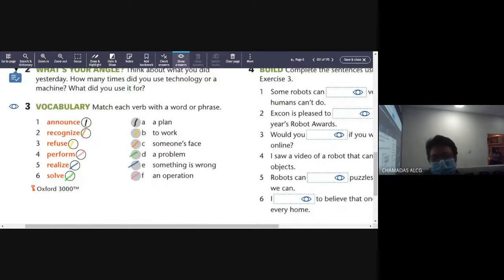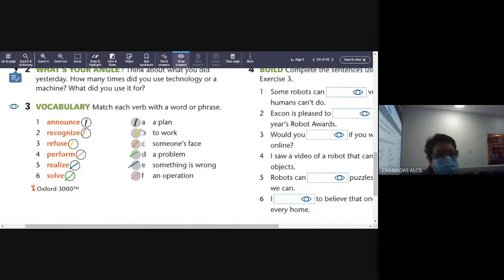So before we go for our break, because I know it's almost time for our coffee break, it's 2:52 already, let me show you this exercise here in number 3. It's pretty much done, and I guess people have already done this one. Match each verb with a word or a phrase. We have some verbs that exemplify what machines can do: announce, recognize, refuse, perform, realize, and solve.